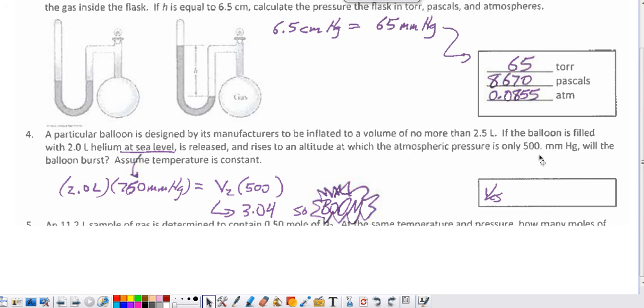The pressure is now only 500. So now the pressure is 500. What's the new volume? New volume would be 3 liters. So boom, yes, it would explode. The balloon got too big.